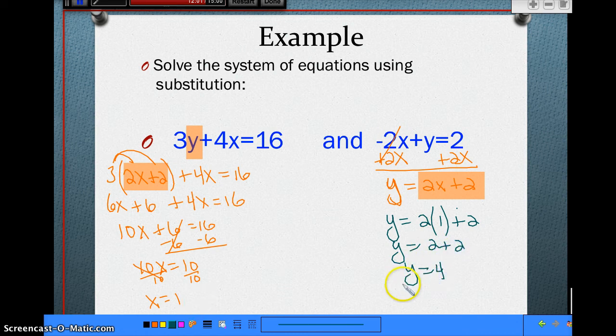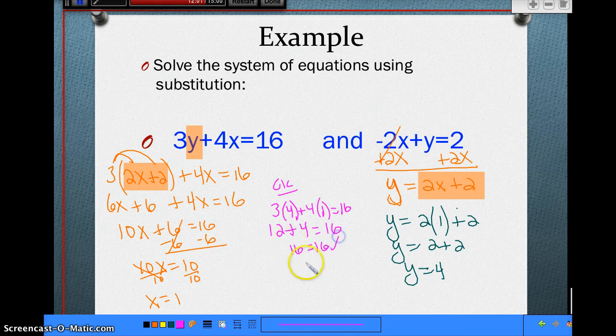So these are what I think my answers are. Now I don't know until I do my two checks. So check number 1 is going to be 3 times y plus 4 times x. Does that equal 16? That's my first equation right here. 3 times 4 is 12. 4 times 1 is 4. And does 12 plus 4 equal 16? Yes.